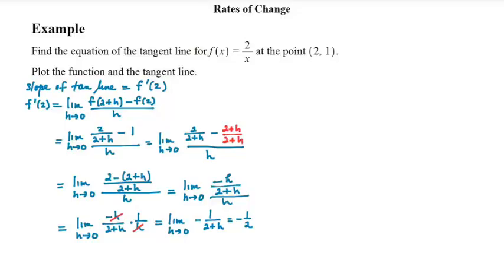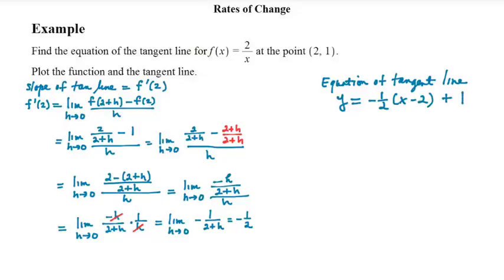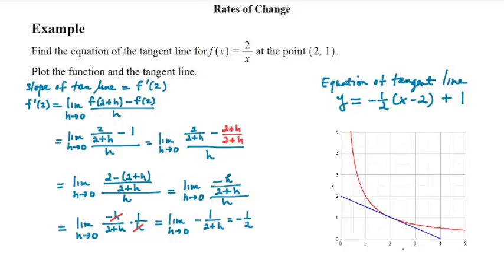Now to get the equation of the tangent line, we'll use the point slope formula. So we'll have y equals, the slope is minus a half, times x, and then we'll fill in the x value, which is 2, and the y value, which is 1. And then here's a picture of 2 over x and the tangent line.